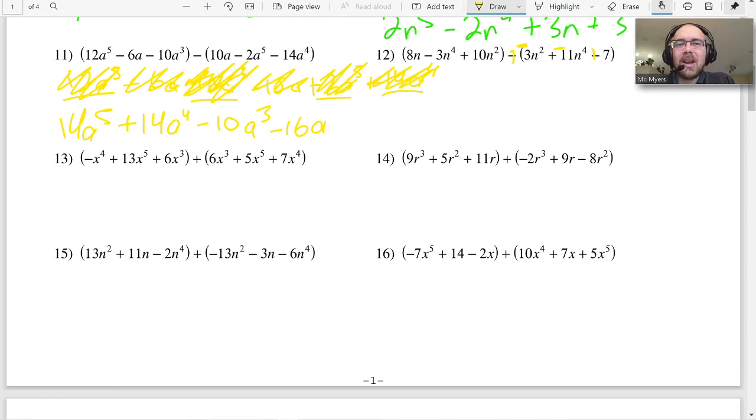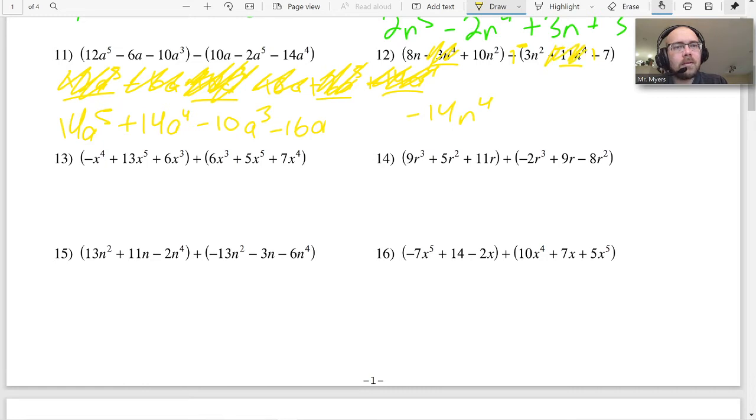And then you just have to be careful to see that, okay, the 3n squared is a minus 3n squared. The 11n to the 4th is a minus, and the 7 is now a positive. But I basically just distributed that negative, a little bit faster. And then I can get straight to the answer. Okay, so n to the 4th. We've got a minus 3n^4 and minus 11n^4. So that's minus 14n to the 4th.